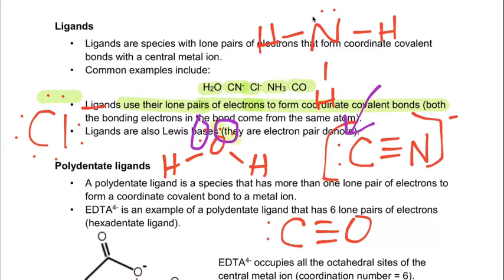Water could use one of its, nitrogen could use this one, or ammonia could use that one. Cyanide and carbon monoxide can use this one. And so all of them, that's what they have in common. They all have the ability to give away one of their pairs of electrons and use it to connect and make a coordinate covalent bond. Okay.